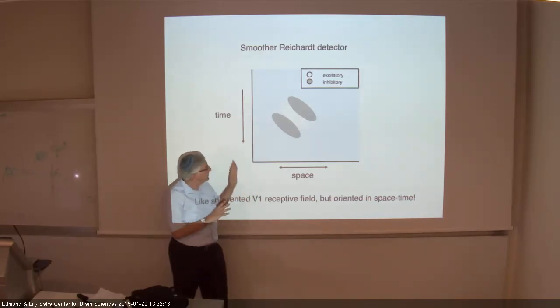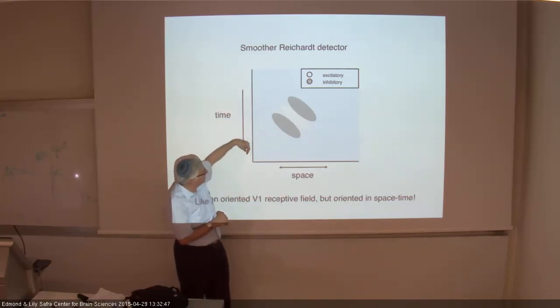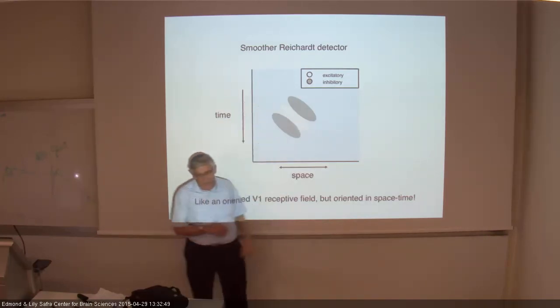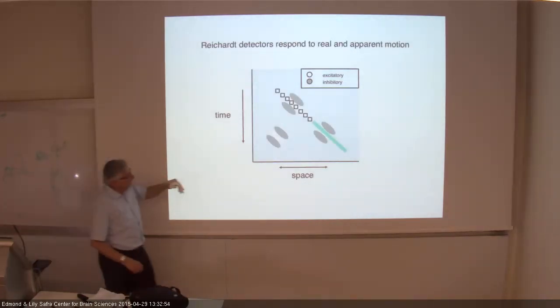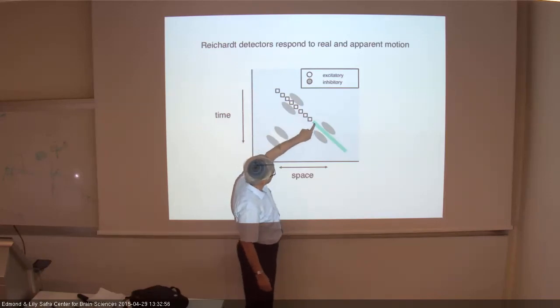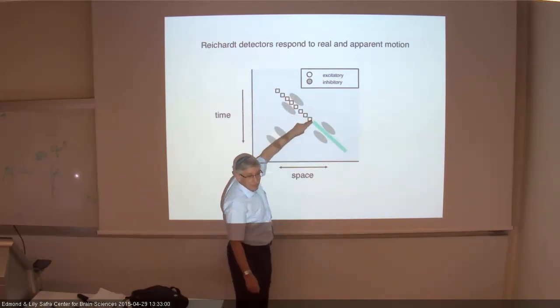This is complicated because it's time against space. And time goes in this direction. So it moves somewhere. Okay, space-time. And that means that something which is moving that way, or jumping from position to position, will be seen as the same thing.